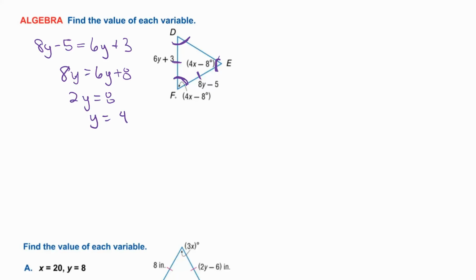We also know that all three angles have to be equal because it is an equilateral triangle, which makes each one of these angles 60 degrees. So we know that 4x minus 8 equals 60, 4x equals 68, and x will equal 17.